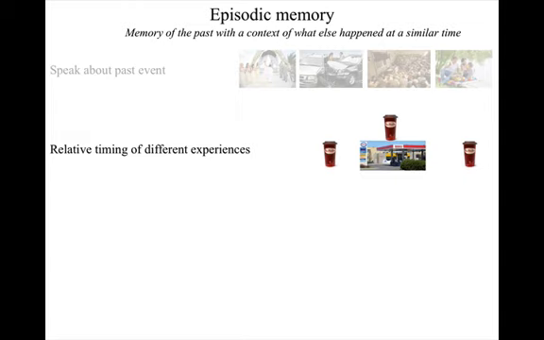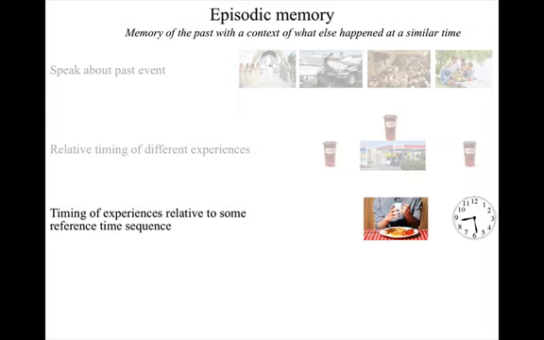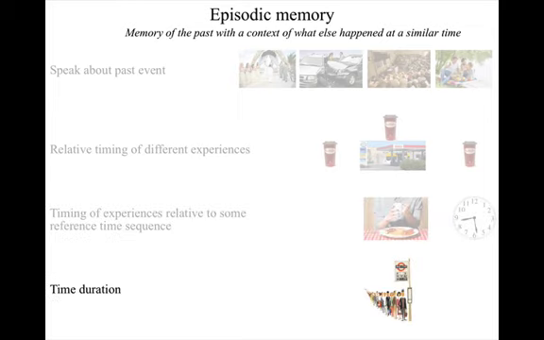We can retrieve information about the relative timing of different events. On your car trip, did you stop for coffee before, at the same time as, or after stopping for gas? Events can be placed in a sequence. We can place events in order relative to time defined by clocks and calendar, and we can answer questions like, what time did you have breakfast this morning? So we have a reference time sequence and we can relate events to that sequence.